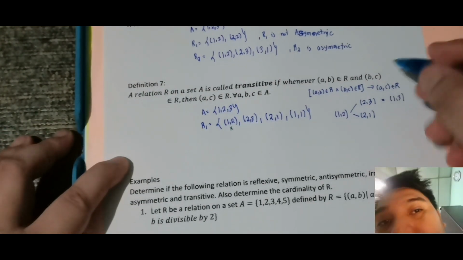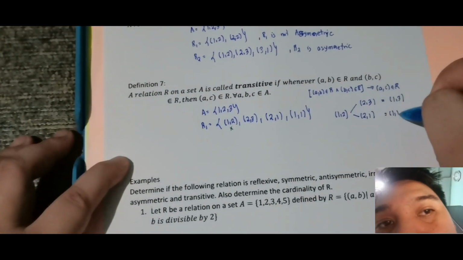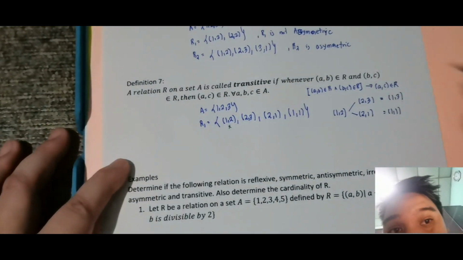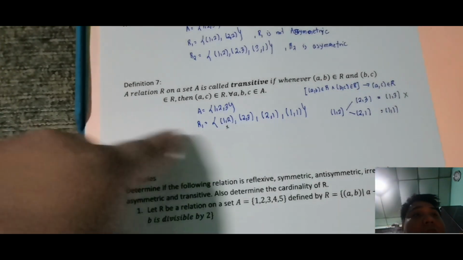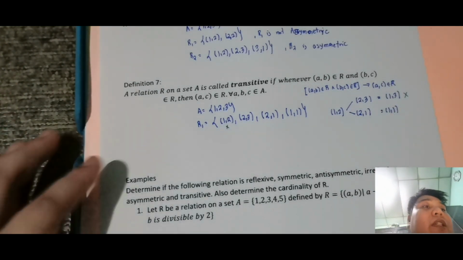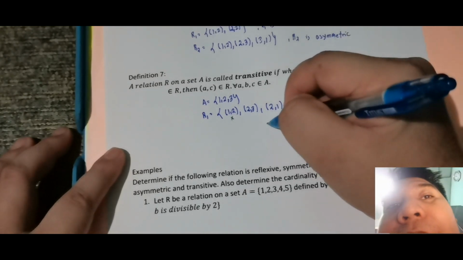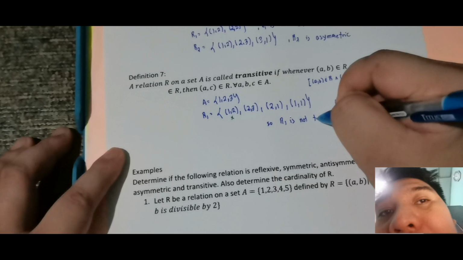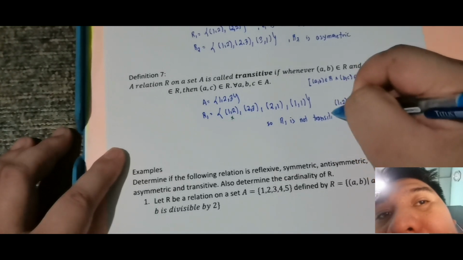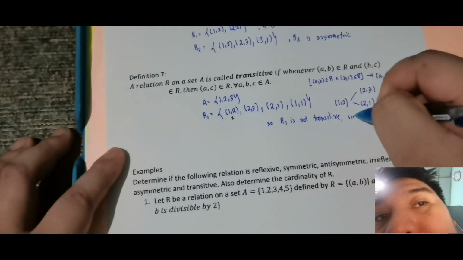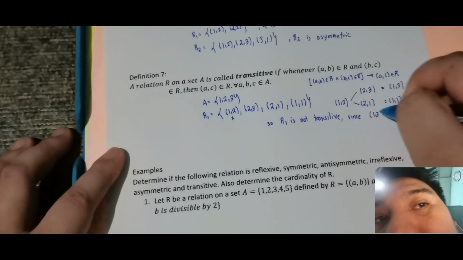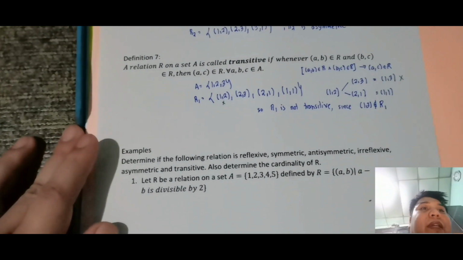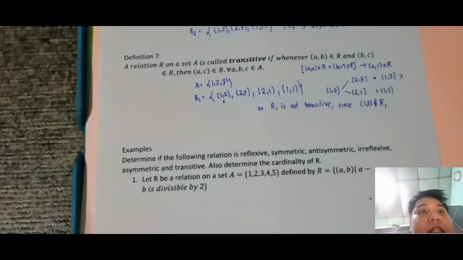1, 2, 2, 1. Yes, sir. 1, 1. 1, 1 ano doon? Yes, transitive. Kaso, nangyari, pagdating dito, hindi siya transitive. Kasi si 1, 3 wala sa loob. Pag nakakita ka ng isa, automatic hindi siya transitive. So, R1 is not transitive. Bakit? Kasi nga, ganun ulit, explain mo. Since 1, 3 is not an element of R1. Ganun kasimple. At least isa makakita ka na hindi siya mag-bridge.